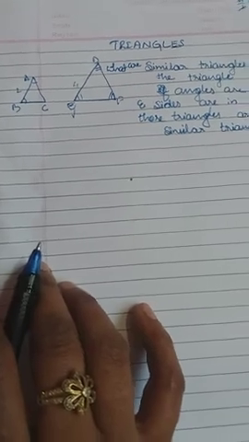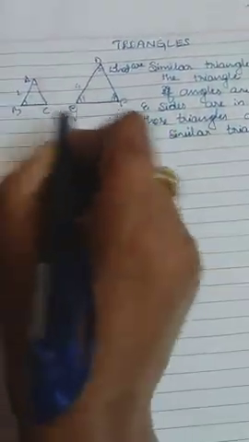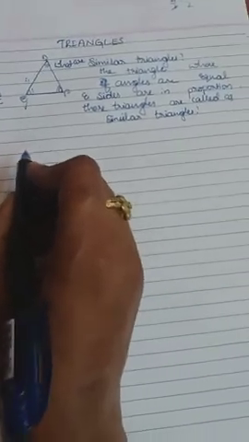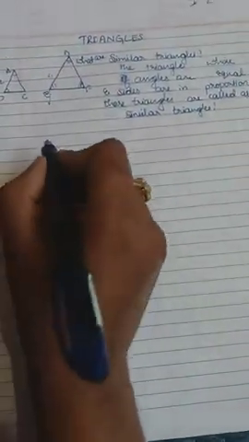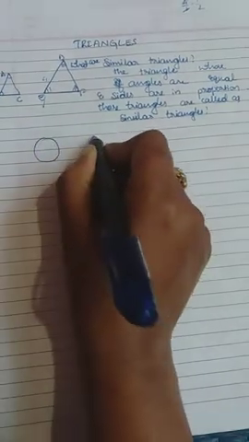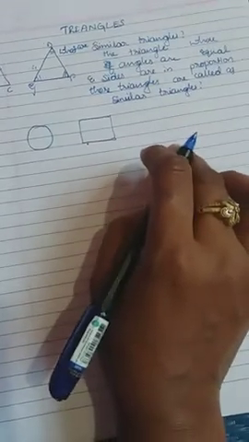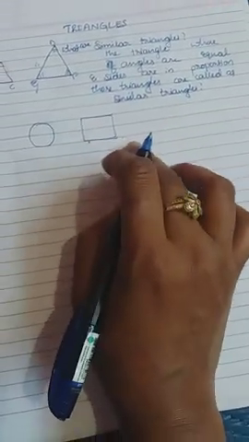Like that we can get many similar ones. If it is like that, they are called similar shapes, similar triangles or similar polygons. But now I'll give you a case that is not similar. This is a circle and this is a square. They are not similar because the angles are not equal and the sides are not in proportion. Keep in mind, they are called non-similar.